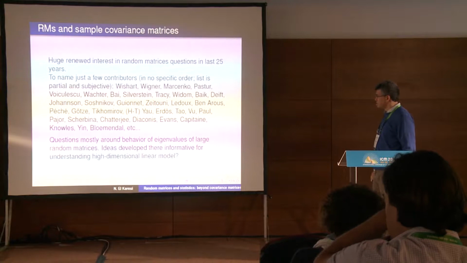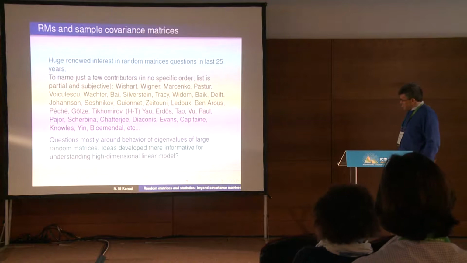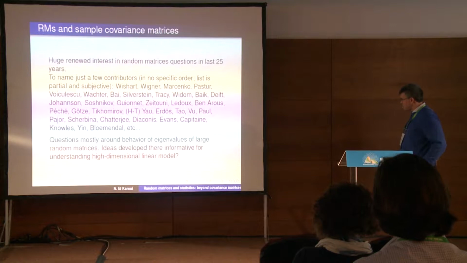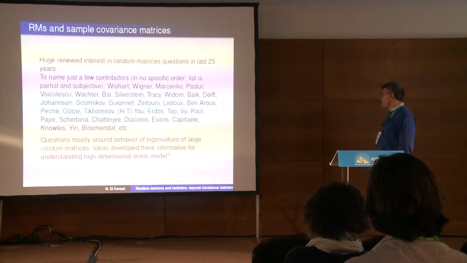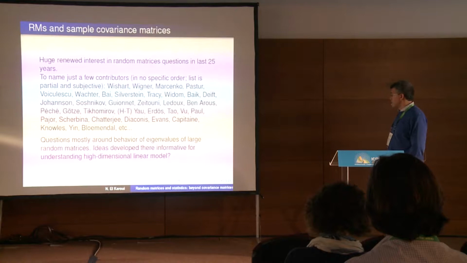A lot of the questions in statistics, or at least some of the ones I was interested in, were mostly around the behavior of the eigenvalues of large random matrices. That's important in multivariate statistics, in PCA, in canonical correlation analysis, and so on. And the question a few years back was, can these ideas be used, or are they informative for understanding the high-dimensional linear model, which is arguably even more important? Well, penalized versions and so on.